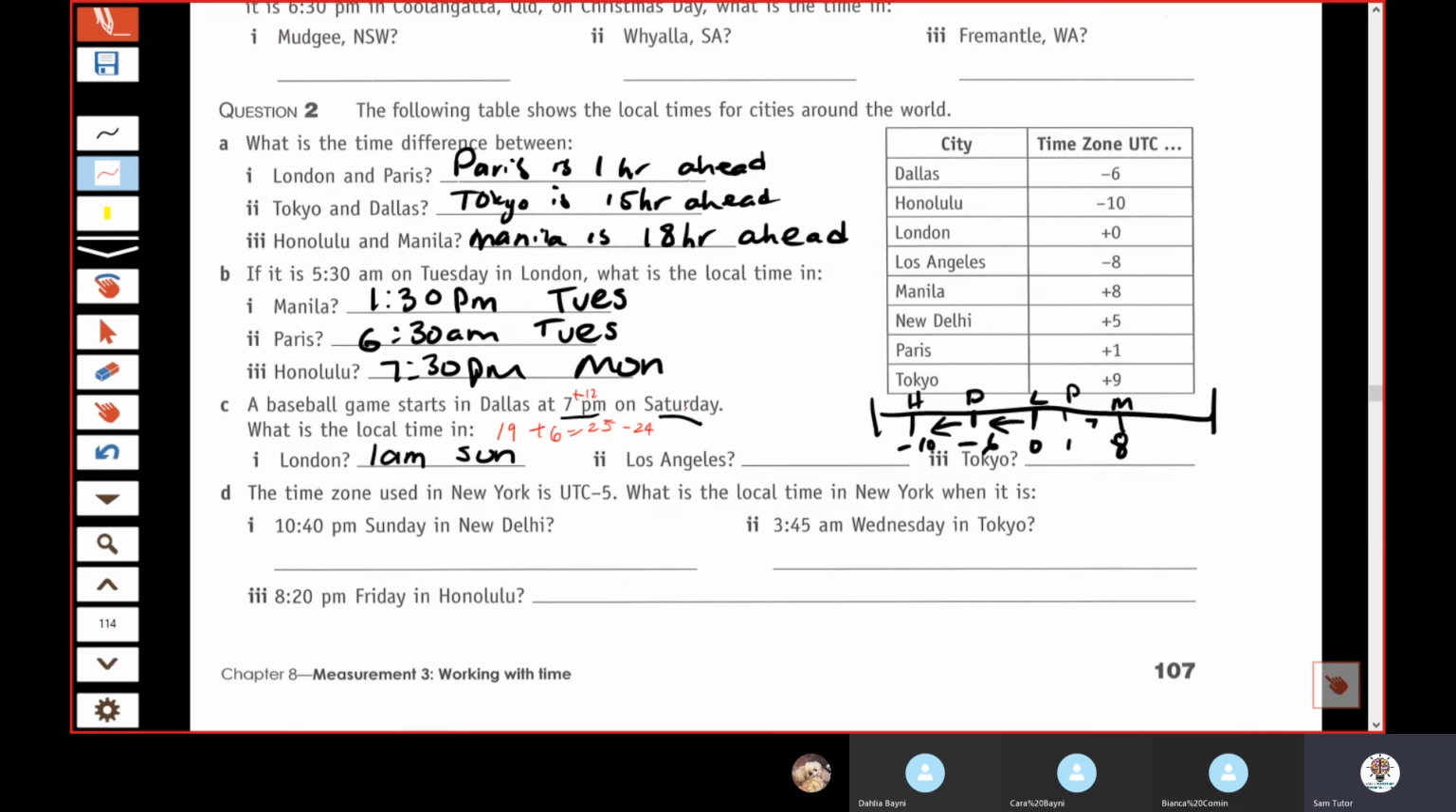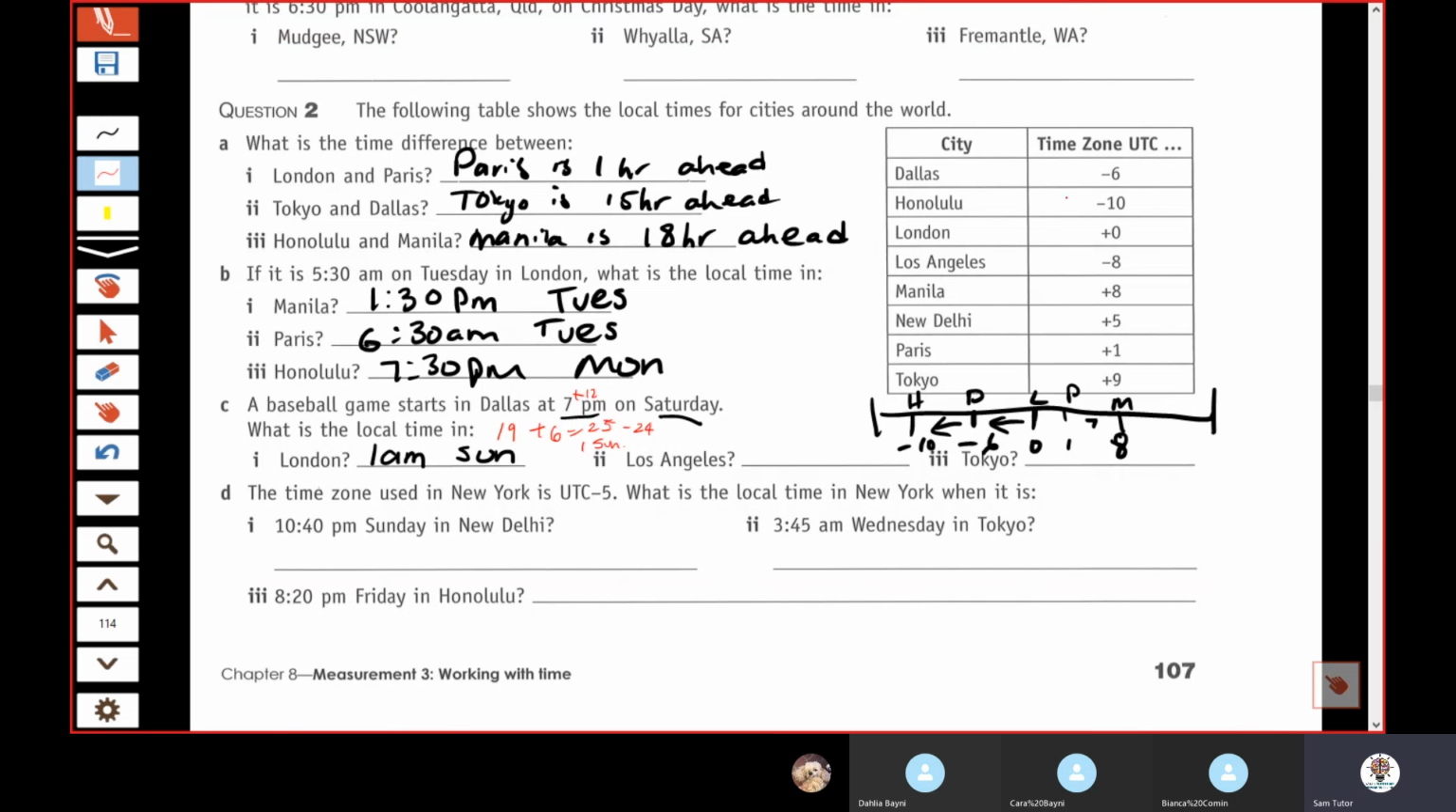That means it's not on Saturday anymore. It's 1. 25 take away 24 is 1. 1 the next day. So 1 a.m. on a Sunday. Again, there's nothing stopping you just to add. But if you want to see how the math is working out, there it is.